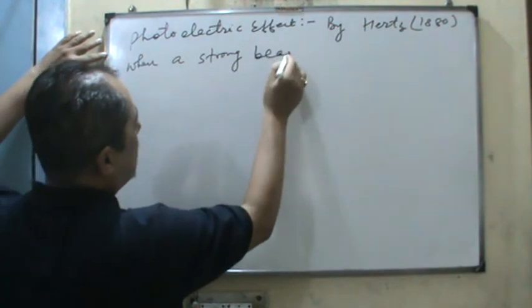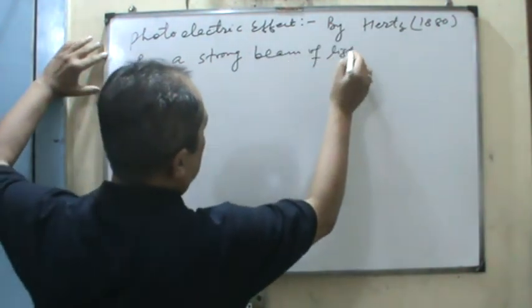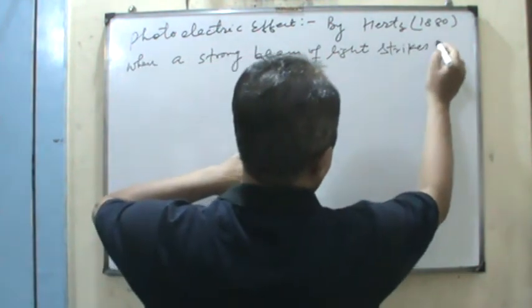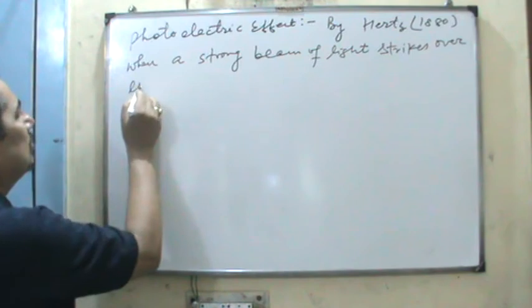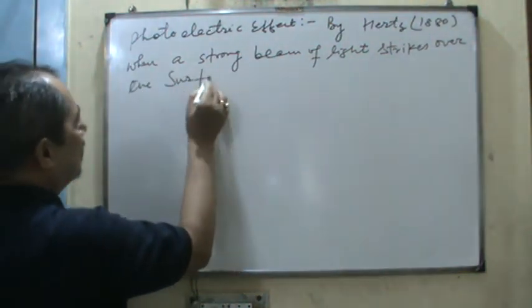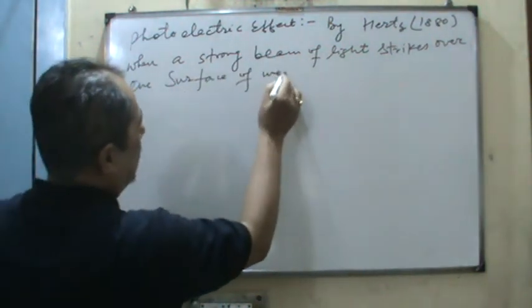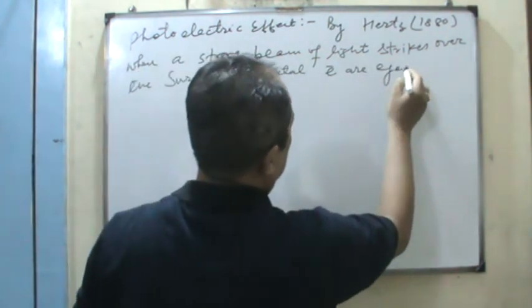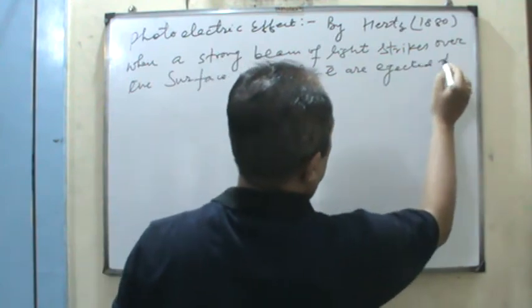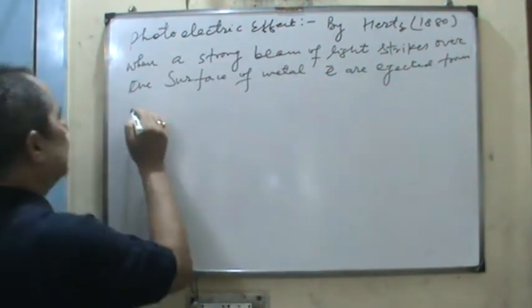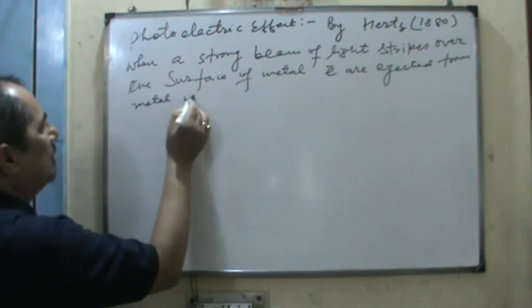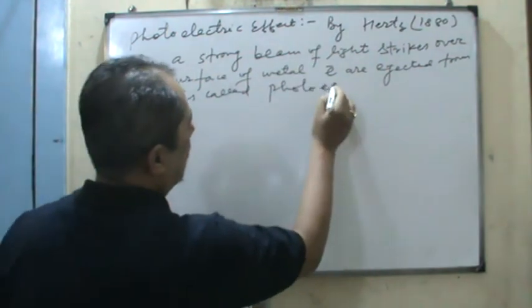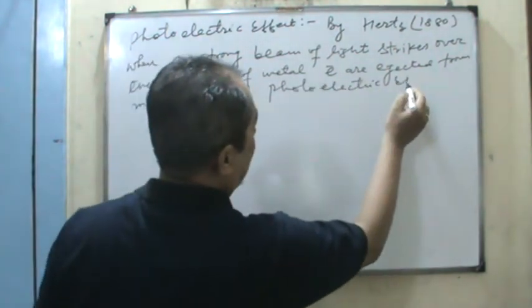Hertz found that when a strong beam of light strikes the surface of a metal, electrons are ejected from the metal. This is called the photoelectric effect.